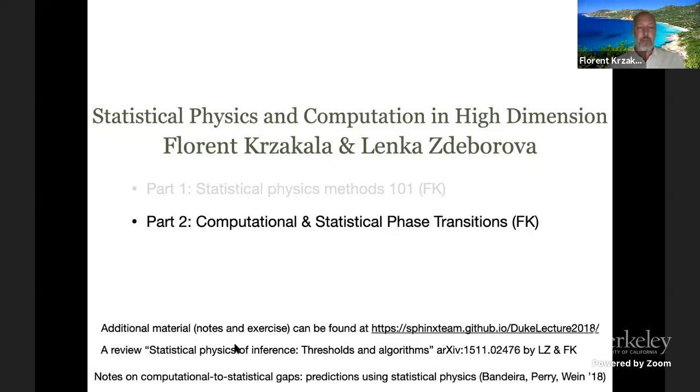Again, I remind you that we have additional materials, not an exercise, that can be found on this address. There is this review we wrote with Lenka a few years ago. It's not entirely outdated yet. And also on the topic of today's lecture, I want to mention this amazing set of notes that you can find on arXiv by Afonso Bandeira, Amelia Perry, and Alex Wein. It's really, really good, especially if you're not a physicist, maybe you will find this clearer. All right. So without further ado, let's go.